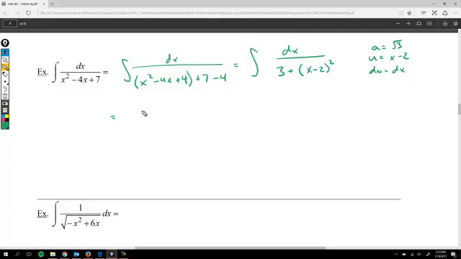And so when I make my substitutions, I have the integral of du over a squared plus u squared. So this is still my arctangent formula. And so when I just plug my values into my arctangent, this is what I get. So again, we're picking values for a and u, and then we're plugging them into our formula. That's pretty much it.